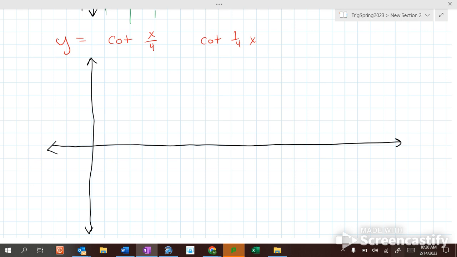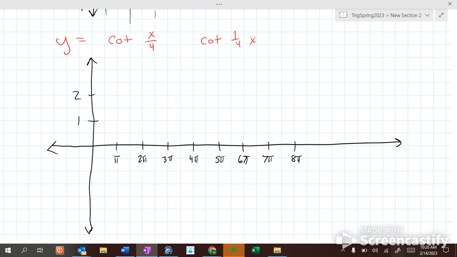So if it stretches it 4 times out, I need to get to like 8 pi out here somehow. Okay. So I'm going to go like that and make each of these pi. 1 pi, 2 pi, 3 pi, 4 pi, 5 pi, 6 pi, 7 pi, 8 pi.